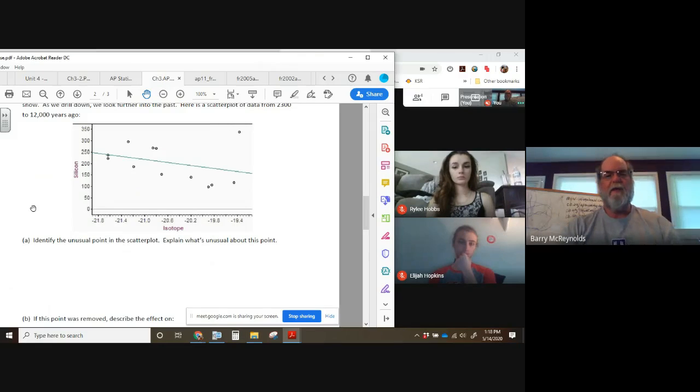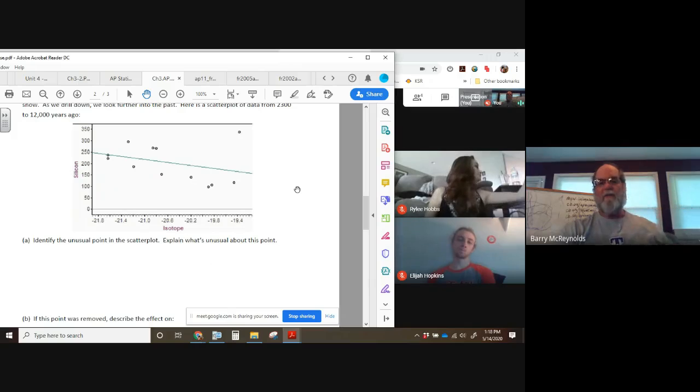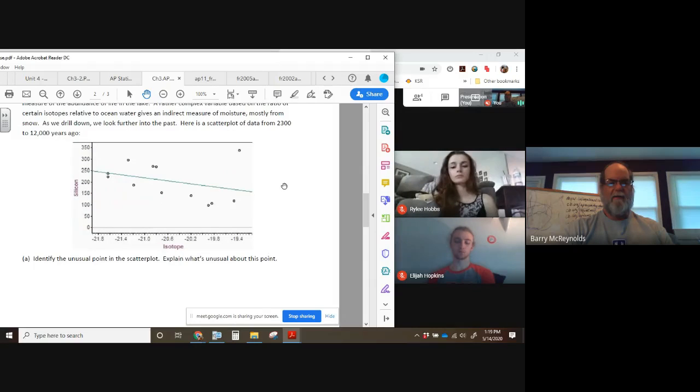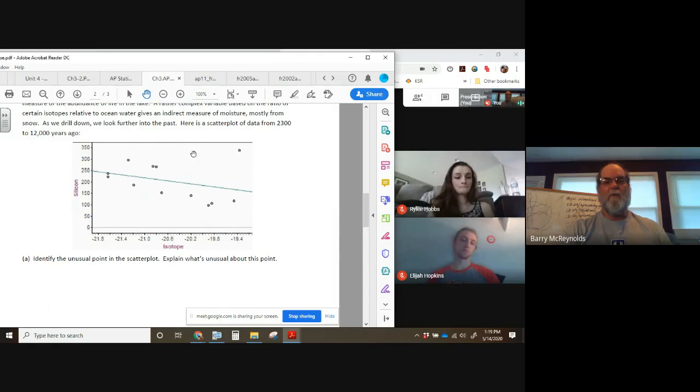Okay, and so the first question is pick out the unusual point in the scatter plot, and then what's unusual. Well, again, I think I've said this many times before, I think Stevie Wonder can pick out the unusual point. It's this guy here. And so how would we describe that? I would describe it in a lot of ways. You could describe it quantitatively, and what you might say is, let's see, ratio, indirect measure of moisture as we drill down. Okay, so for this data point, for this particular isotope, it has an unusually high amount of silicon.